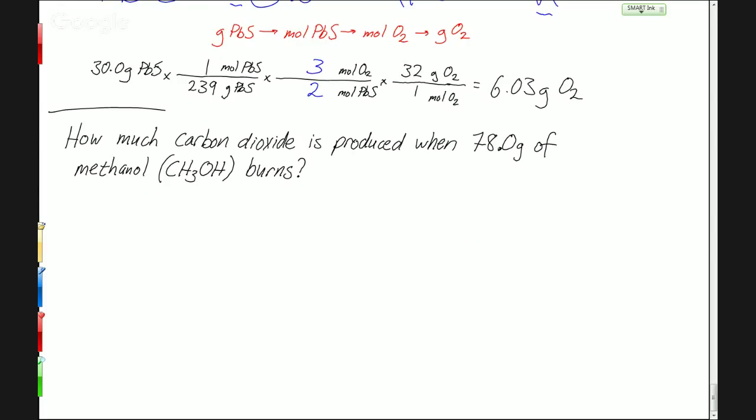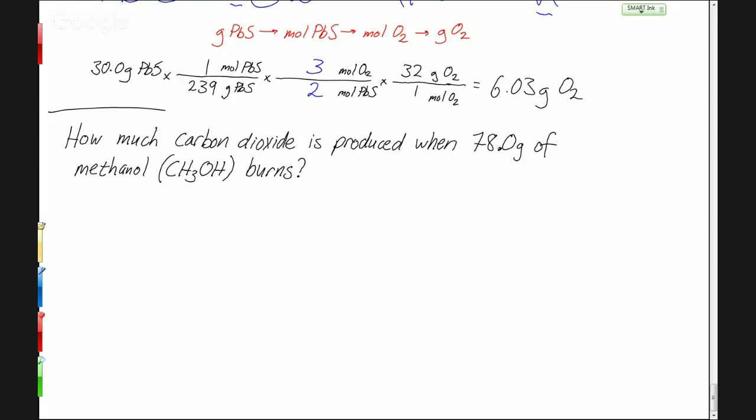So what does it mean for something to burn? How would you set up an equation that looks like that? We have to add oxygen, and in the product we're gonna have water. So the burning tells us that this is a combustion reaction, which means that methanol is reacting with oxygen. And what are the products of combustion reactions? Right, carbon dioxide and water. So we have to set up the equation that way.